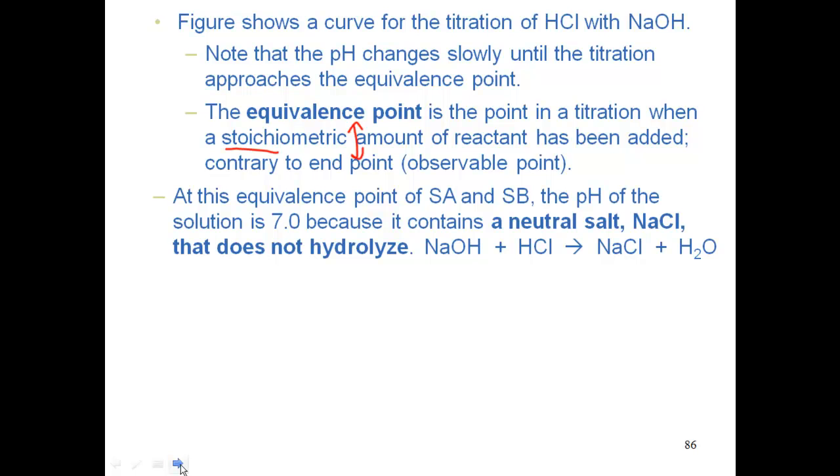At the equivalence point of a strong acid and strong base, the pH of the solution is 7. Now realize it's 7 when I'm talking strong versus strong, because what happens is I form a neutral salt, which in this case is sodium chloride, that does not undergo hydrolysis. So you've got sodium hydroxide plus HCl. When I reach the equivalence point, all my sodium hydroxide and HCl is gone. All I have left is sodium chloride, which is going to dictate my pH, which in this case is a neutral salt. Therefore, pH will equal 7.